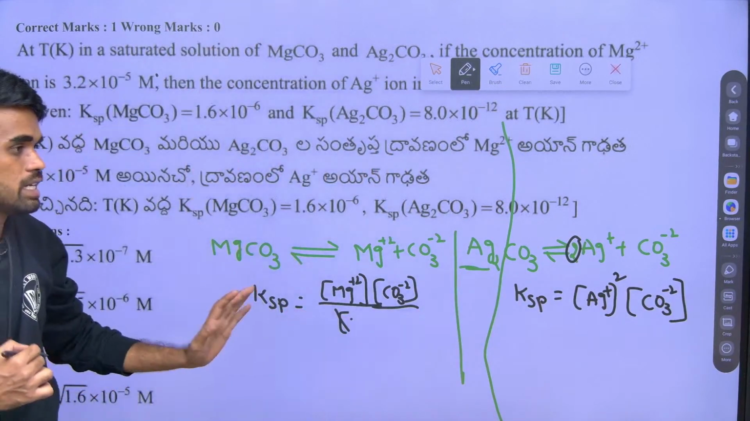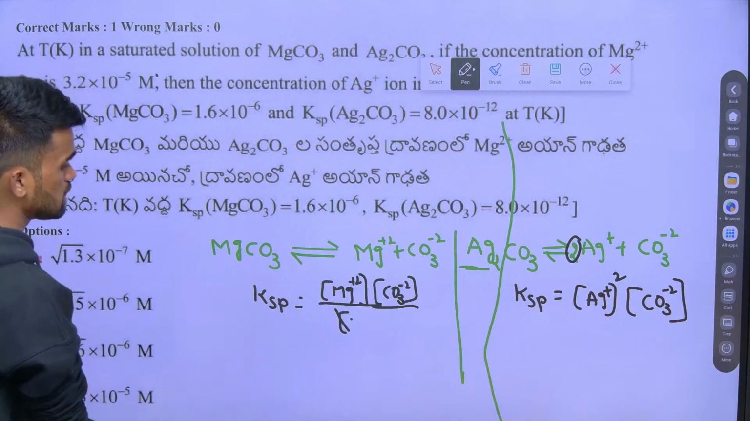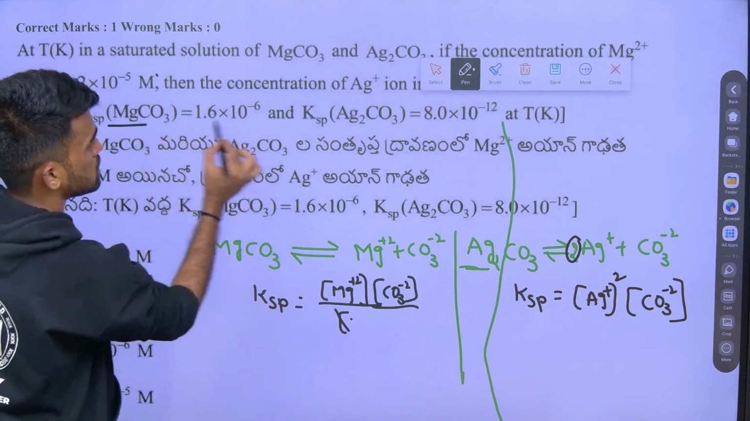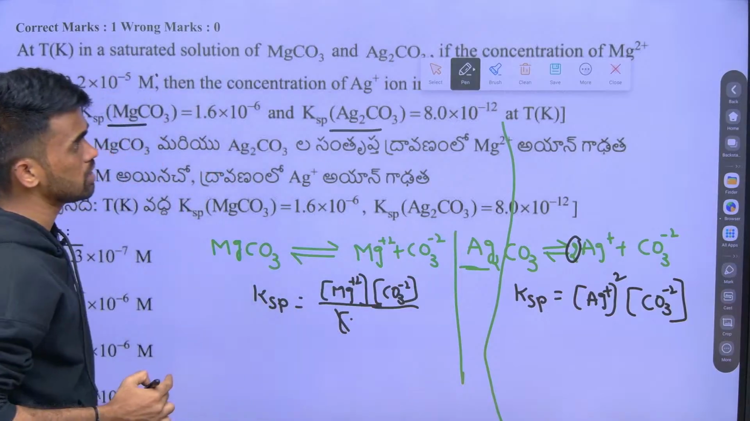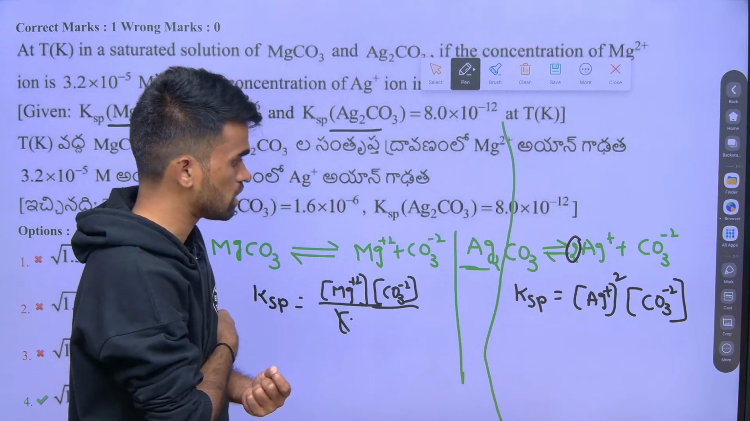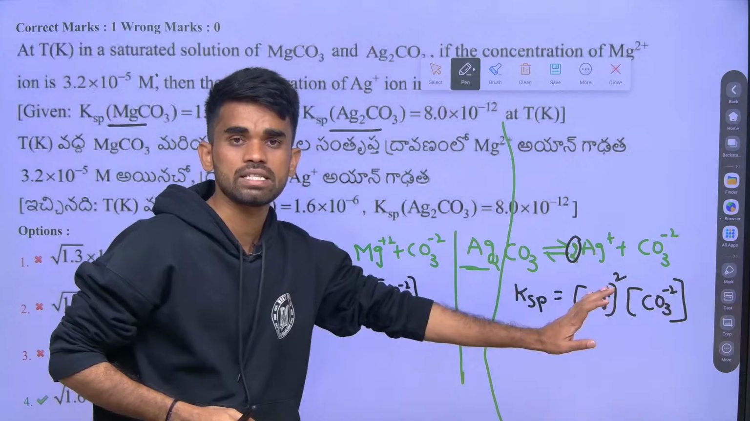I hope up to here it is clear. Now the Ksp of both salts is given, and the concentration of the magnesium ion is also given. They are just asking for this Ag+ ion concentration.